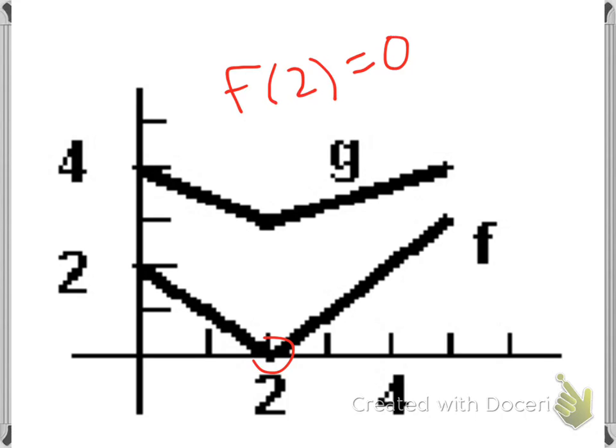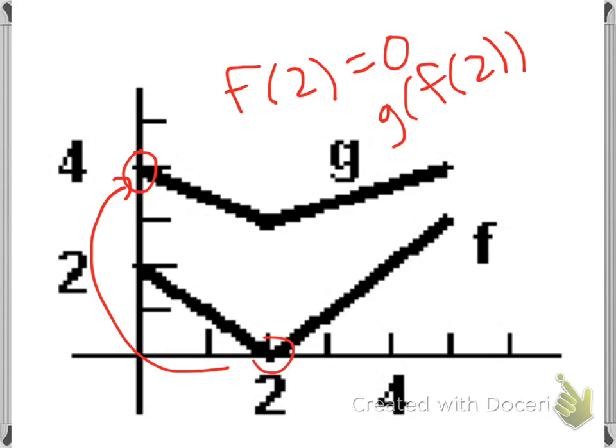And the reason we're asking for these in order is because now f of 2, that's 0, that's what I'm going to plug into g. So when g is 0, I take this y value and I make it the x value now. So I get 4. So g of f of 2, all right, that's really g of 0, and that's 4. Okay? So that's the second question. And now g of 0 is 4. Okay, so we're going to go in a pattern here.